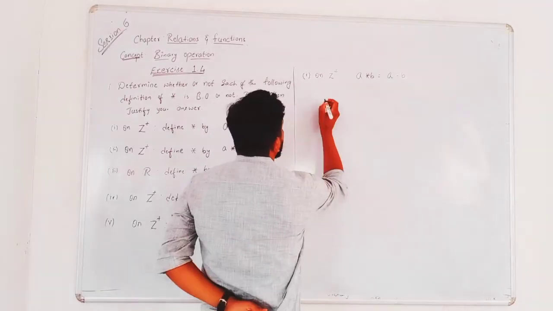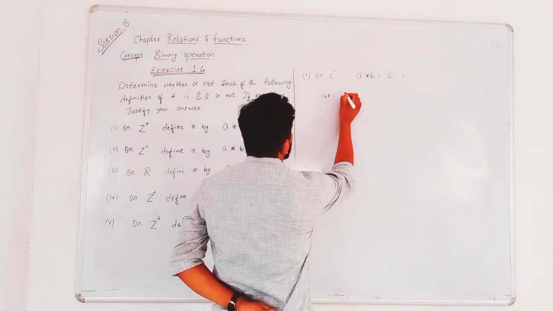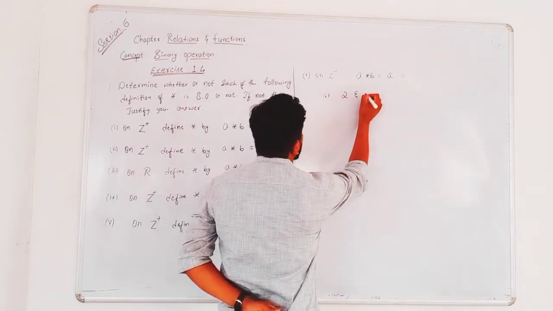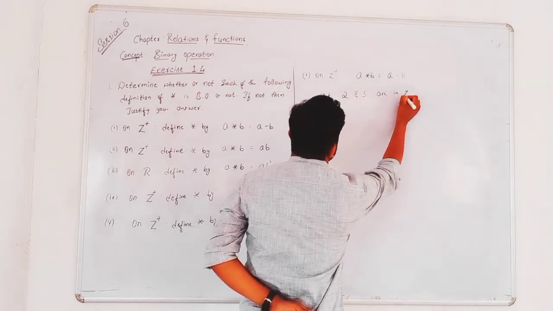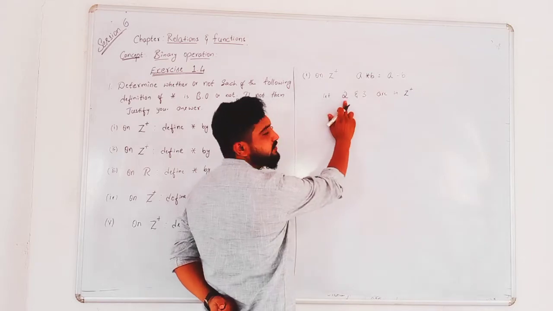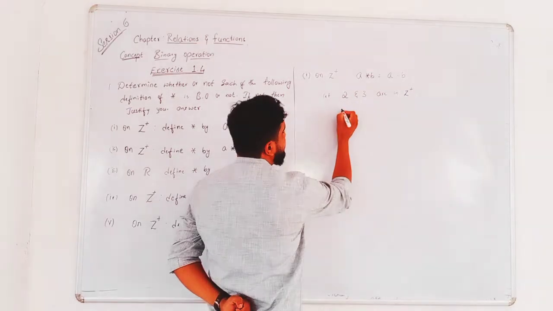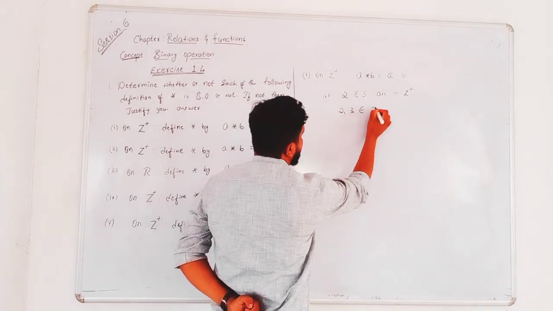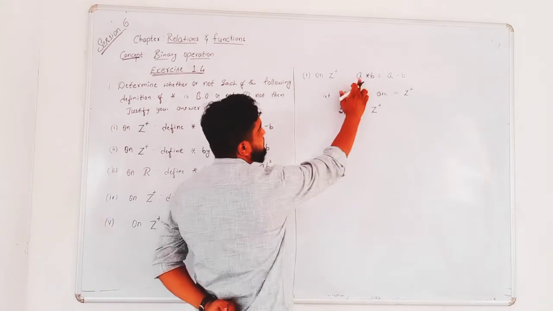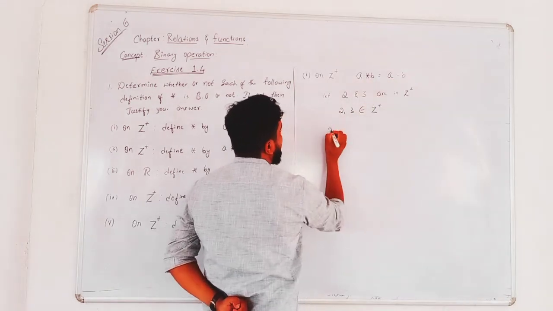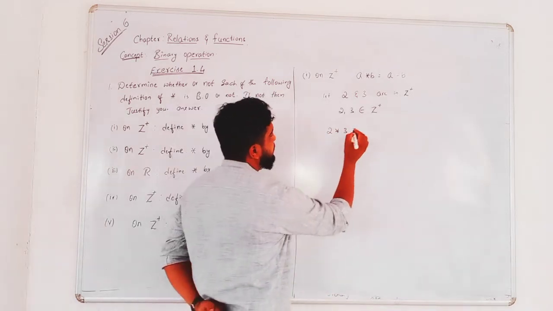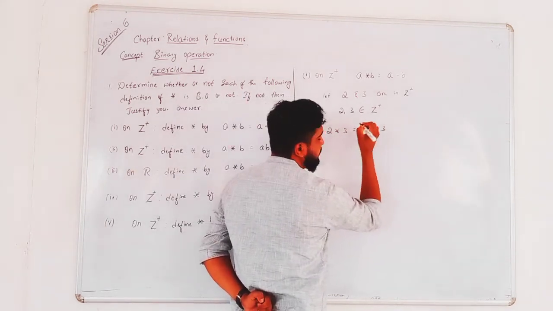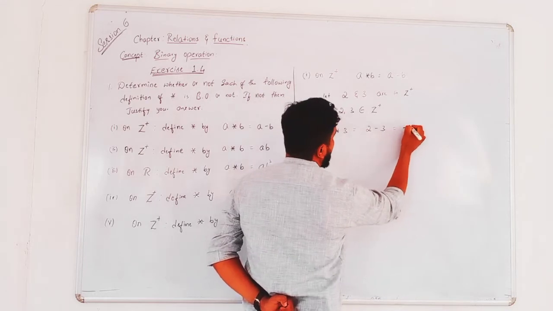So let us see an example. Let me choose two numbers. Clearly 2 and 3 are in Z plus. So 2 is a positive integer, 3 is a positive integer. That means 2, 3 belongs to Z plus. What is A star B? A star B is A minus B. Then what is 2 star 3? 2 star 3 is 2 minus 3. What is 2 minus 3? That is equal to minus 1.